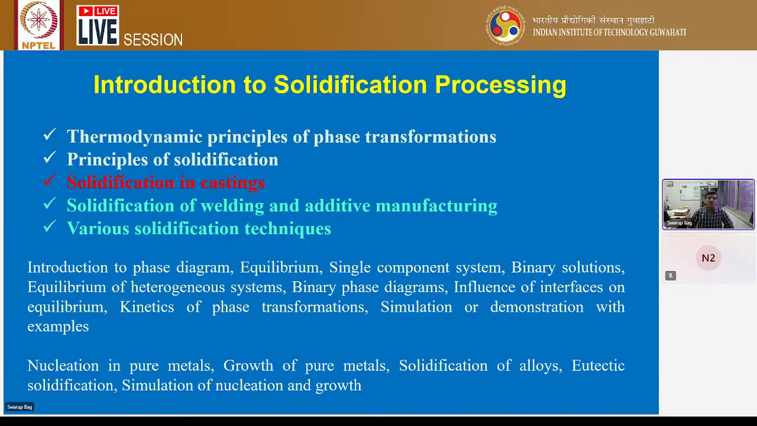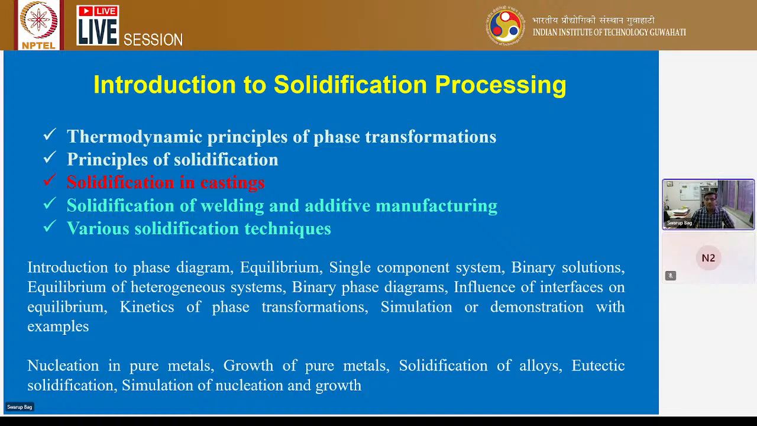So if we look into the syllabus for this subject, it starts with the introduction to the phase diagram, then equilibrium, single component system, binary solutions, then heterogeneous systems, binary phase diagram, and understanding of the interfaces, then kinetics, phase transformation, and finally simulation or demonstration with examples to understand all these thermodynamic principles associated with the phase transformation. So this is the very basic learning of the solidification processing course.